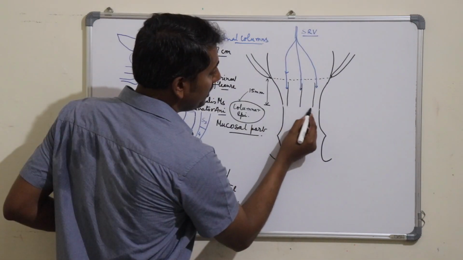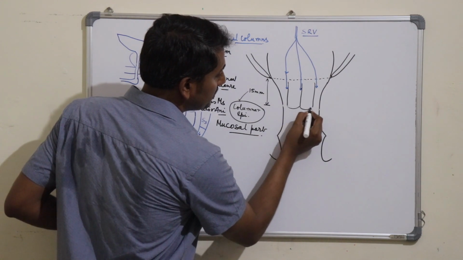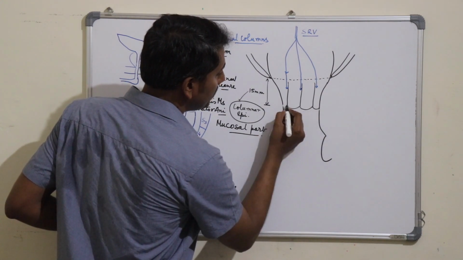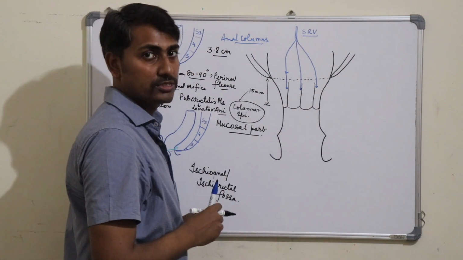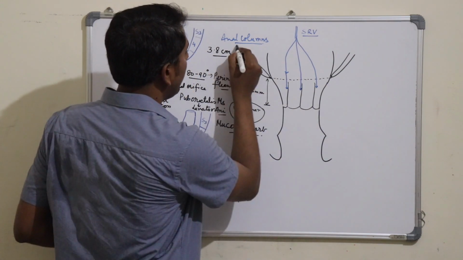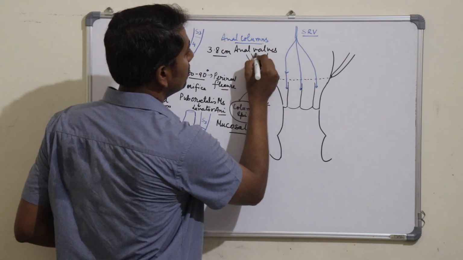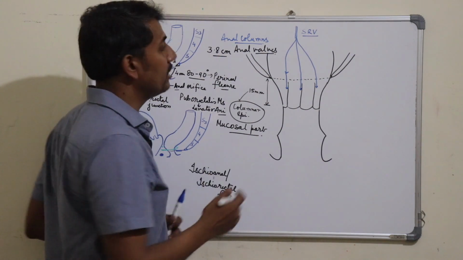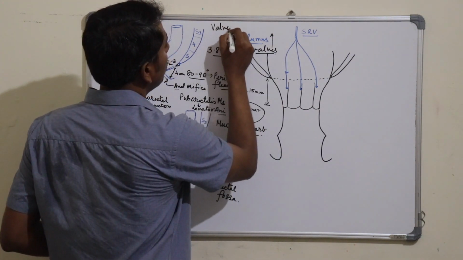The lower ends of these anal columns are united with each other by concentric or transverse folds. These concentric or transverse mucosal folds are known as anal valves. Okay? These anal valves are also called the valves of Morgagni.